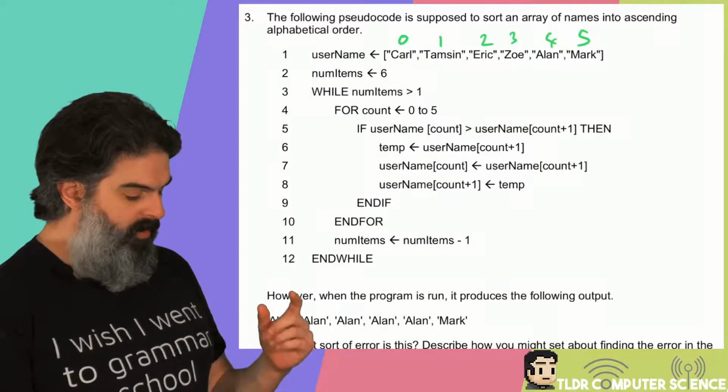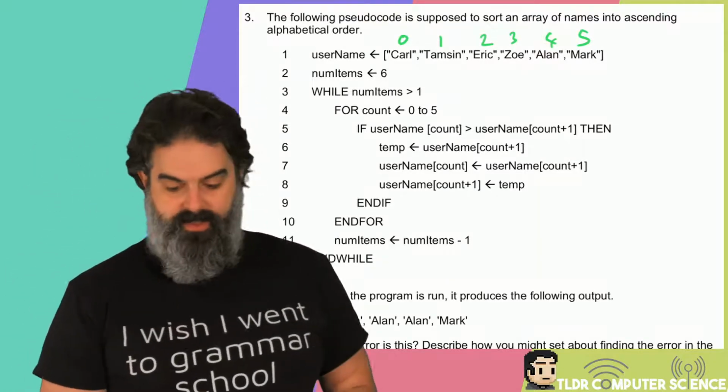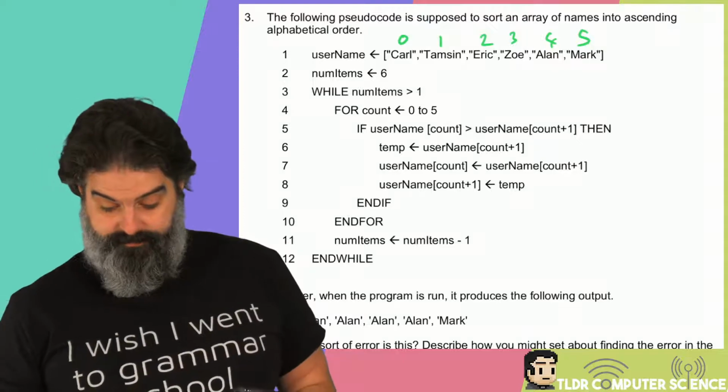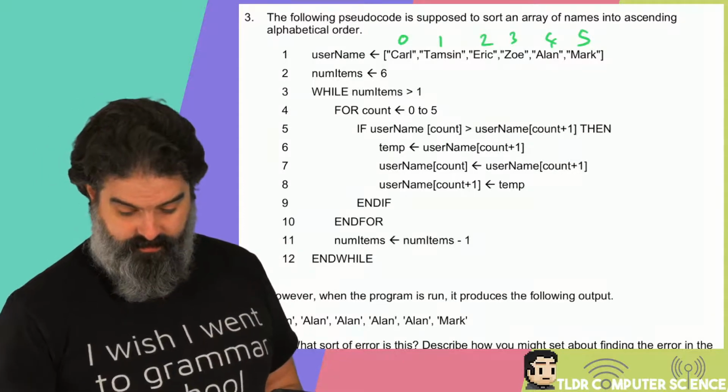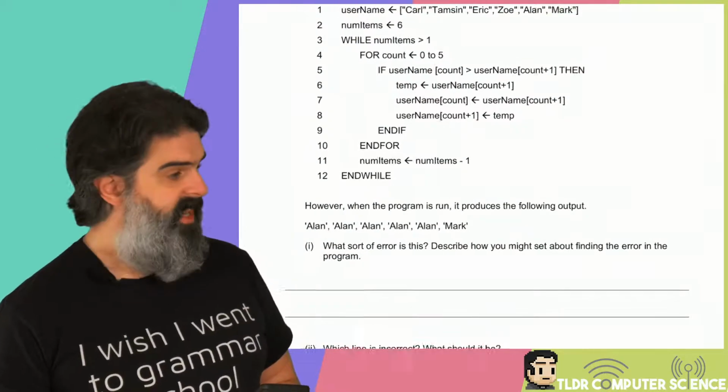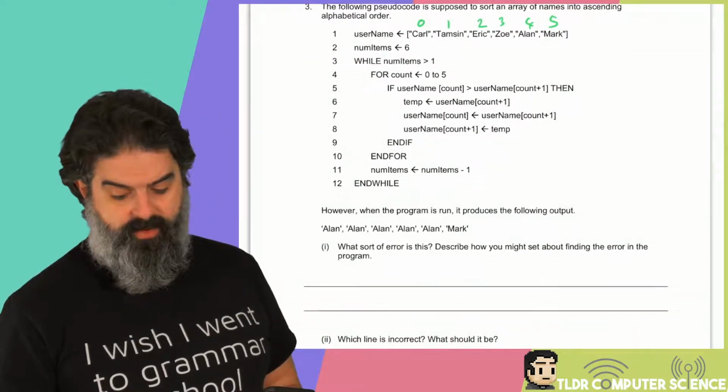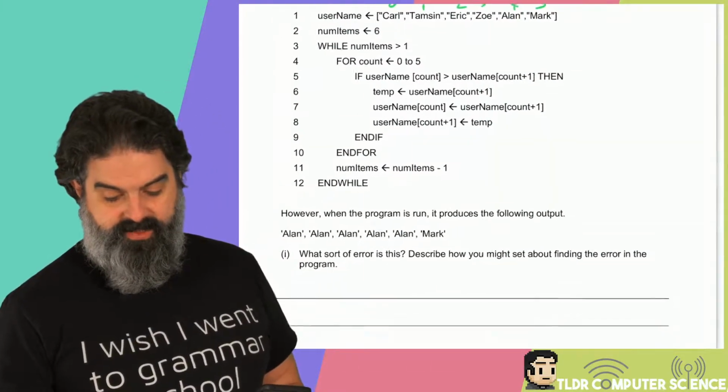Bubble sort. Well done, Josh. Well done, Clarice. It's saying it doesn't work. So there's a fault. You've got to say the type of error. So it's either a logic error or a syntax error. And then how to fix it.